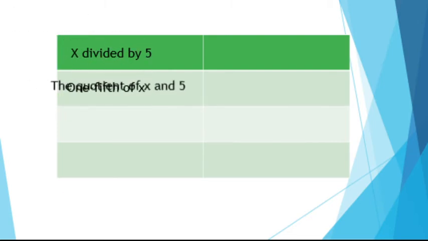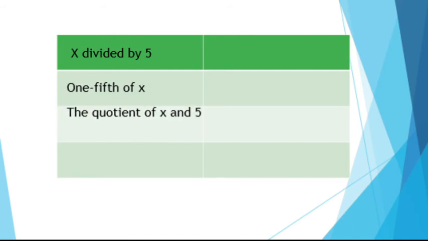Okay, so let's have an example. X divided by 5, 1/5 of x, the quotient of x and 5, the ratio of x and 5. So, this is called division. You are dividing. So, to simplify 1/5 of x, the quotient of x and 5, that is x over 5.